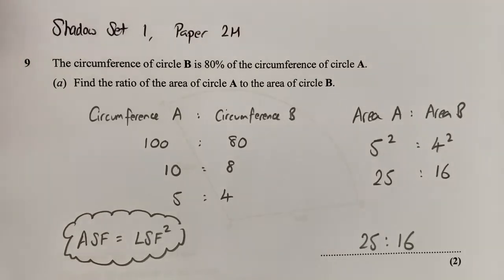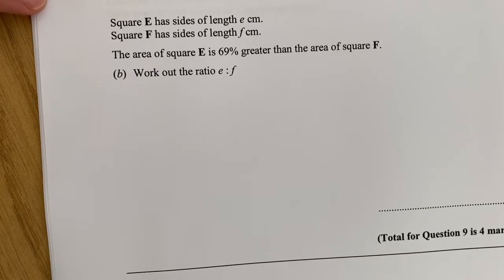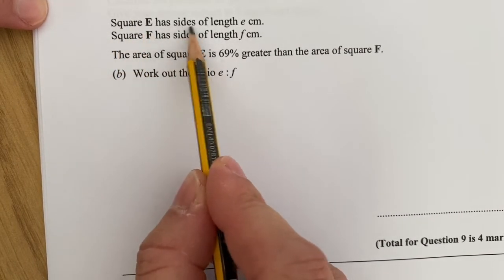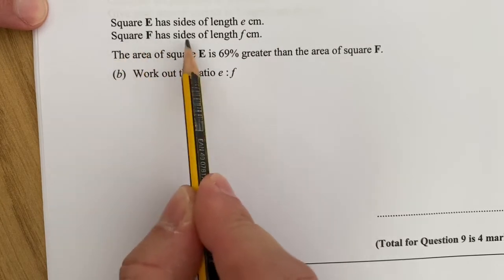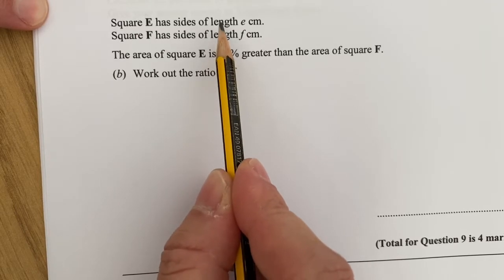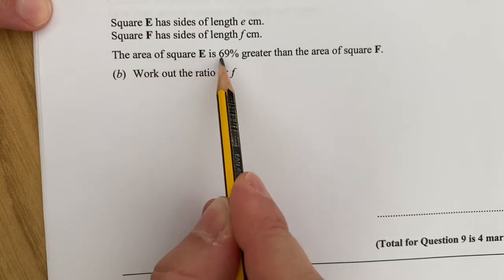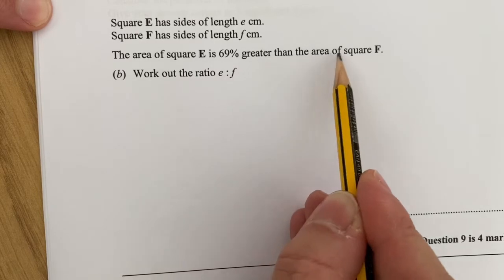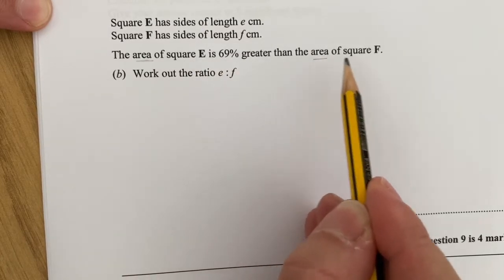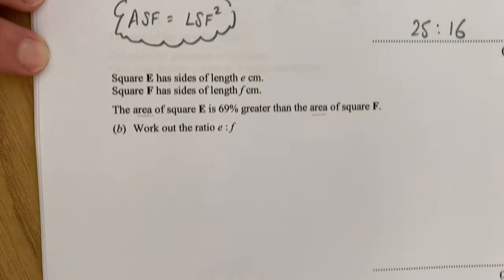If we move on to part B, it uses the same sort of techniques, except we're talking about a square. It says square E has sides of length E, square F has sides of length F. So again, we're talking about lengths. We're talking about the LSF, the length scale factor or the linear scale factor. The area of square E is 69% greater than the area of square F. So that's now relating to the ASF, the area scale factor.